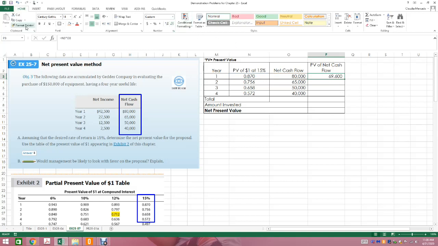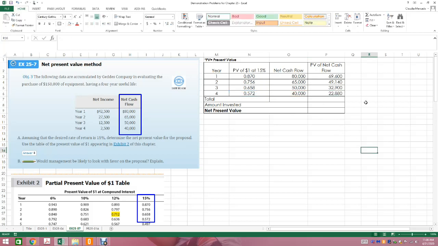Now it's very important that you read the problem carefully. They're just asking you to figure that out. So I'm just going to do that for the rest of the years. Multiply the rate times the net cash flow for each. Rate times cash flow, and rate times cash flow.